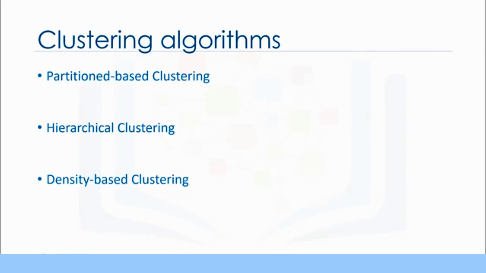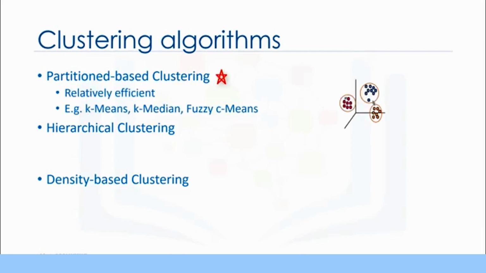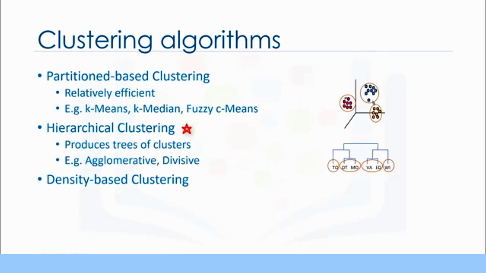Let's briefly look at different clustering algorithms and their characteristics. Partition-based clustering is a group of clustering algorithms that produces sphere-like clusters, such as k-means, k-median, or fuzzy c-means. These algorithms are relatively efficient and are used for medium and large-size databases. Hierarchical clustering algorithms produce trees of clusters, such as agglomerative and divisive algorithms. This group of algorithms are very intuitive and are generally good for use with small-sized datasets.